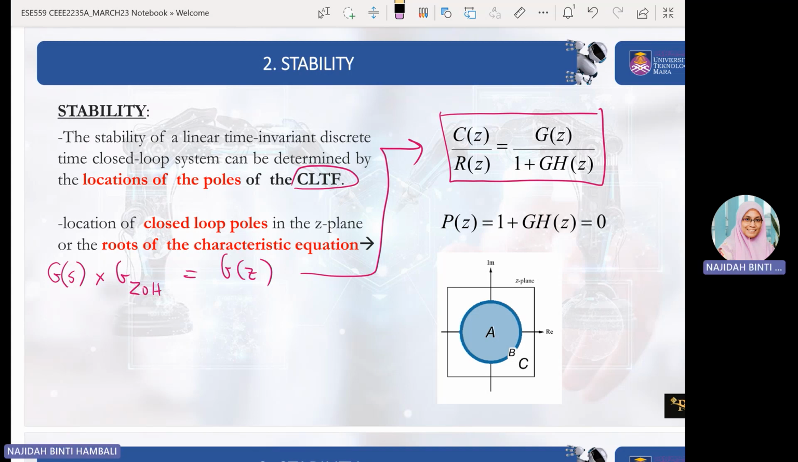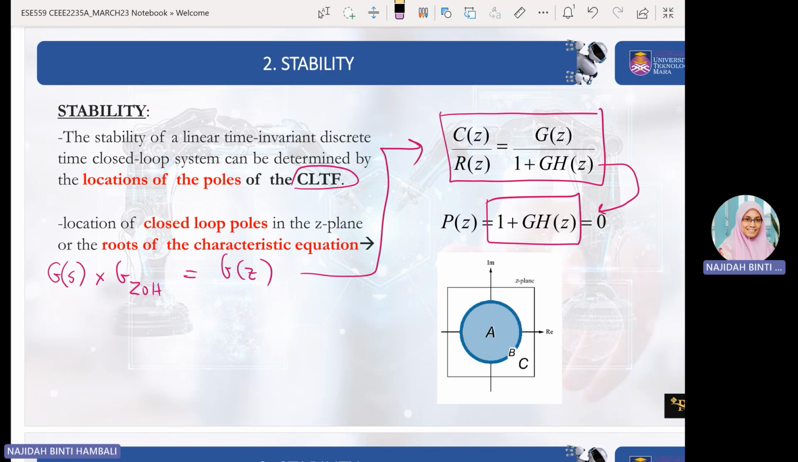Once you dah dapat this one, take the denominator of the transfer function. Because this is your characteristic equation, daripada sini you boleh tentukan you punya roots. Dan barulah you relate roots that you determine from this closed loop transfer function is inside the unit circle, on the unit circle, outside the unit circle.